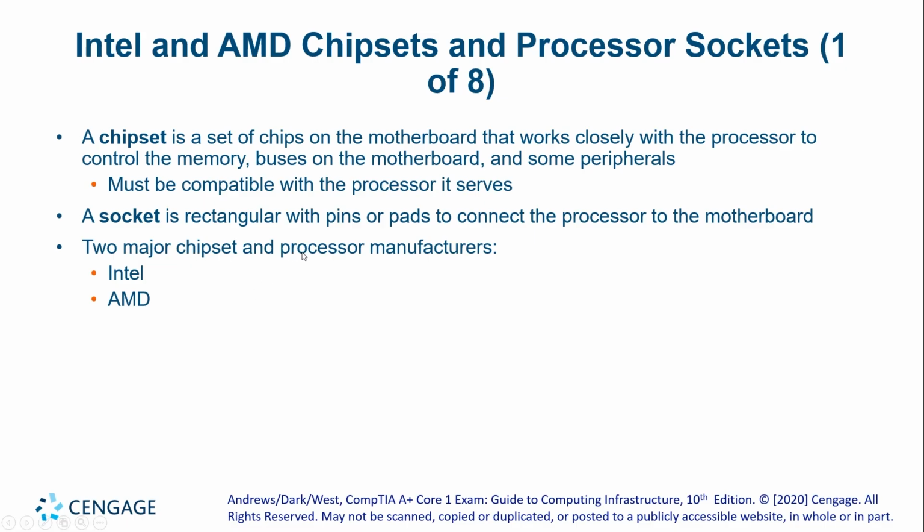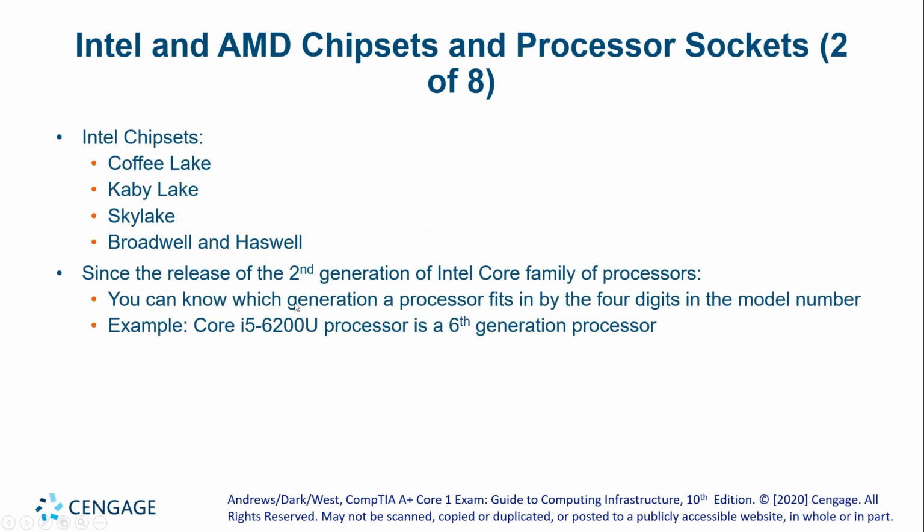Two major chipset and processor manufacturers, Intel and AMD. You should be familiar with both of those. Intel chipsets, these are fairly modern, but maybe not the most modern. Coffee Lake, Kaby Lake, Skylake, Broadwell, and Haswell. Those are different names of chipsets. Since the release of the second gen Core processors, like Core i5, Core i7, Core i3, and so on, you can know which generation a processor fits in by the 4 digits of the model number. For example, a Core i5 6200 is a 6th gen, and that's what that 6 stands for.